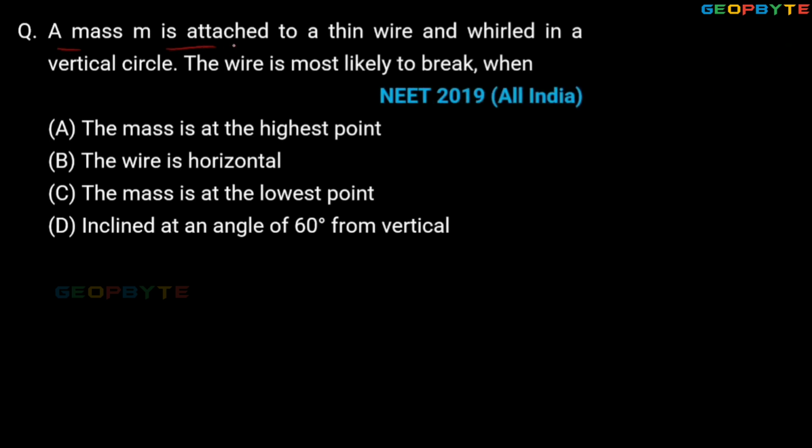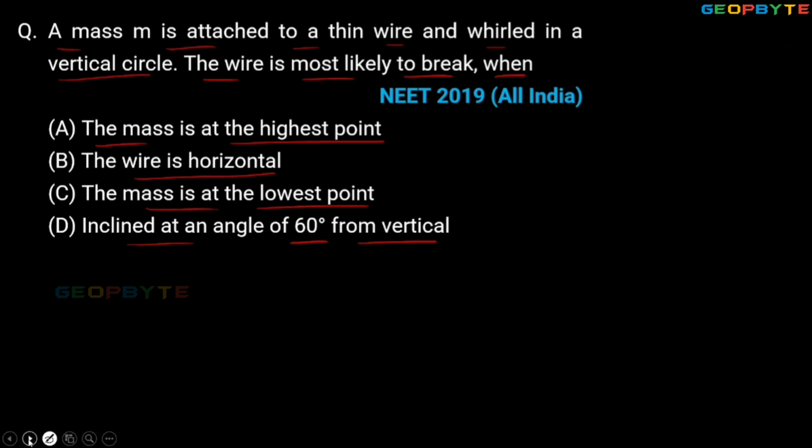A mass M is attached to a thin wire and rolled in a vertical circle. The wire is most likely to break when: option A, the mass is at the highest point; option B, the wire is horizontal; option C, the mass is at the lowest point; and D, inclined at an angle of 60 degrees from the vertical. Dear friends, remember, by the time the mass reaches the bottommost position, the tension developed in the string is maximum. Therefore, the wire is most likely to break when the mass reaches the bottommost, lowest position like this.